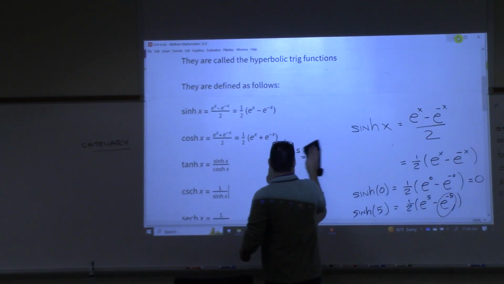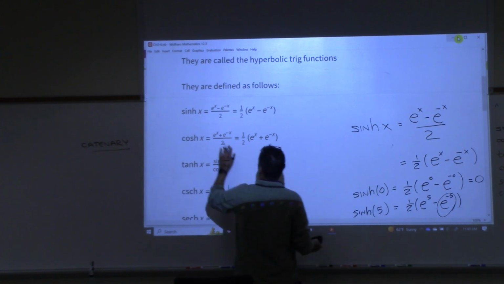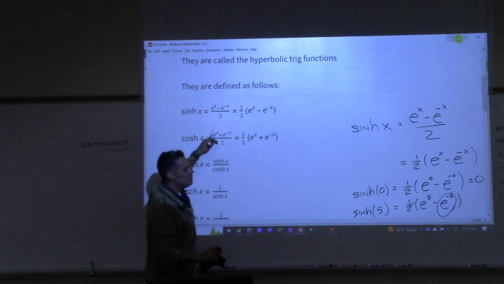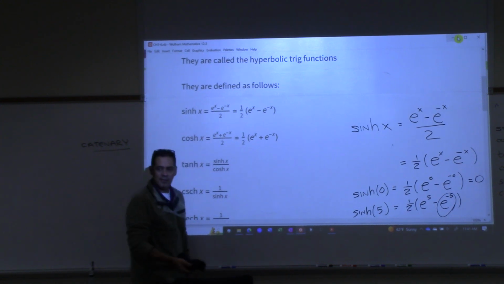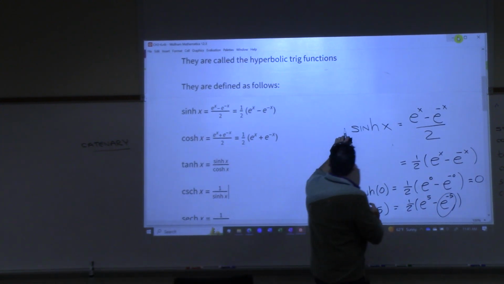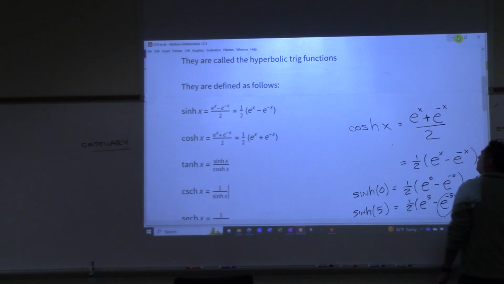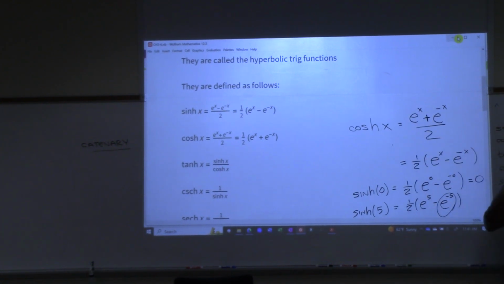Let's try cosine hyperbolic. What is the difference between these two formulas? There's only one tiny little difference: that minus is a plus. That's it. That's the only difference. The way I remember it is sine is the subtract. Sine, subtract. And then the other one's just the add. So that changes this to a plus.